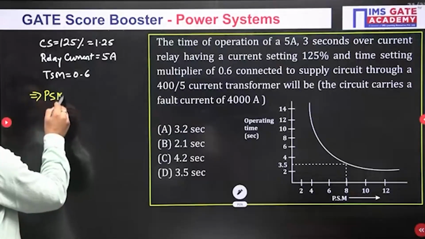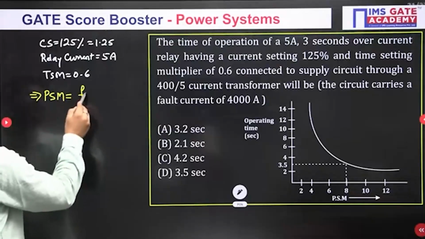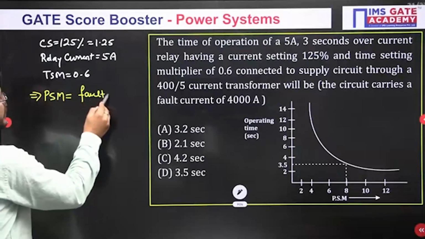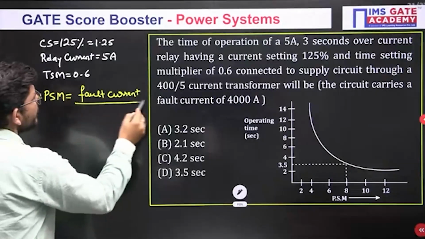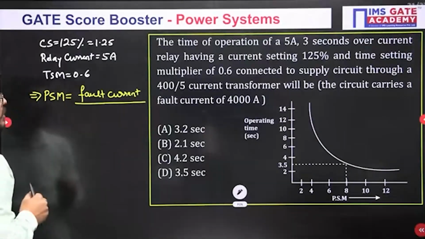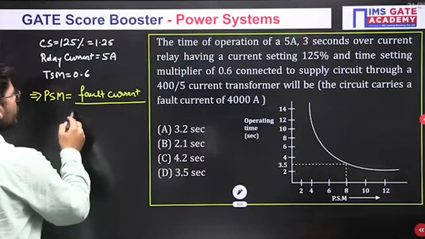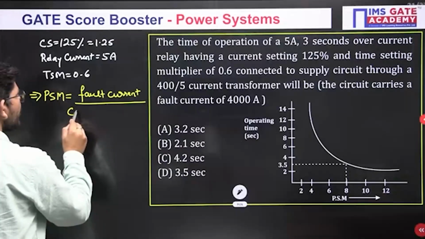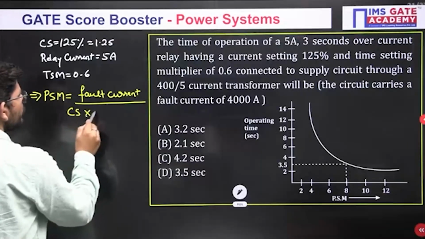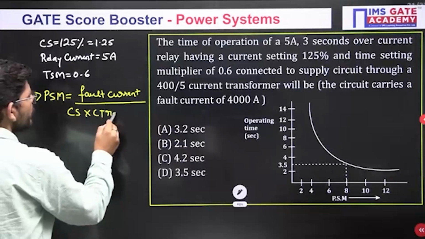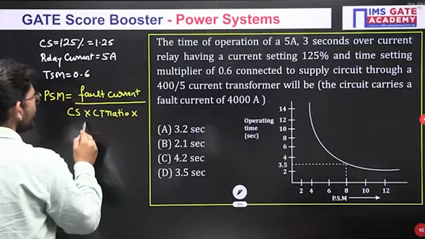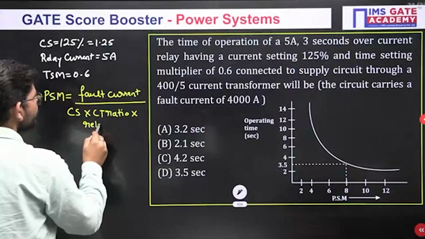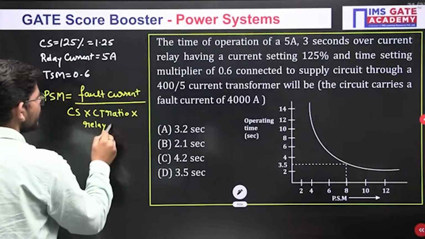So what is plug setting multiplier? PSM is equal to the fault current divided by the relay primary current. So relay primary current, how can we approach that? It is equal to the current setting into the CT ratio, into the relay secondary current or relay current.